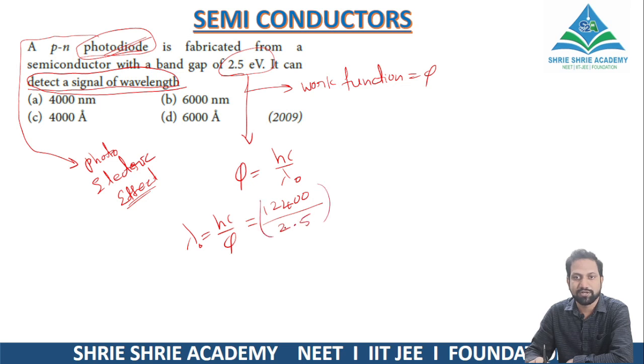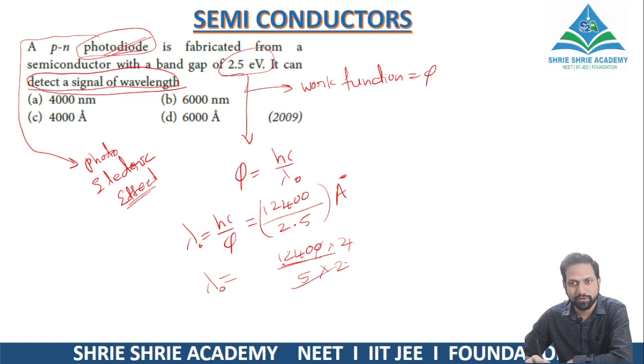If it is in electron volt, then everything will be in angstroms. Then solving this lambda naught, you will get the answer: 12,400 by 5 by 2. Multiply and divide by 2, you will get 4. The 2 fives are 10. So 1240 is approximately 48,000, or 49,000 angstroms something. Okay, less than 5,000 angstroms.